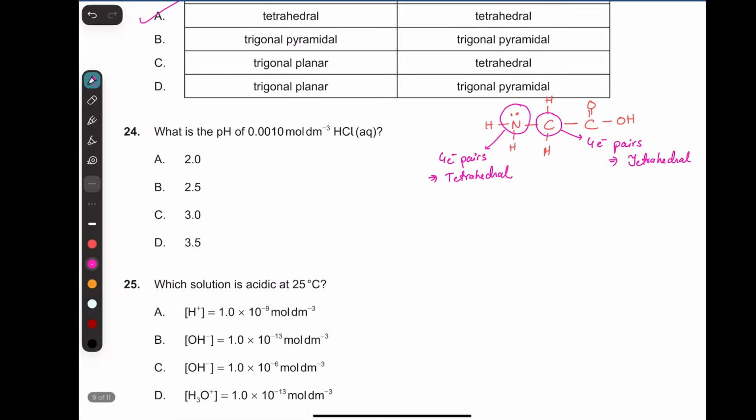What is the pH of 0.0010 mol per dm³ HCl? So the H+ ion concentration is 10 to the power minus 3. pH will be negative log base 10 of the H+ ion concentration.